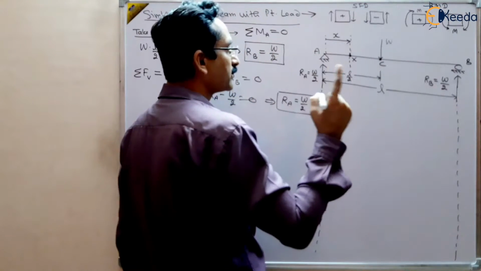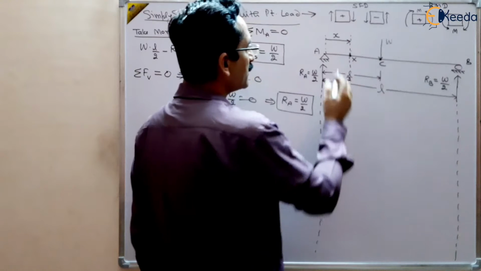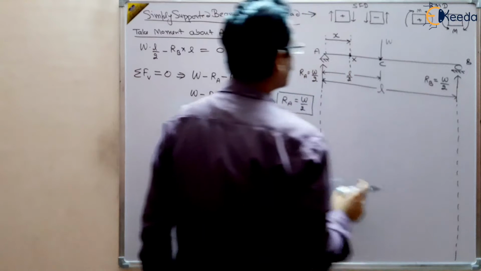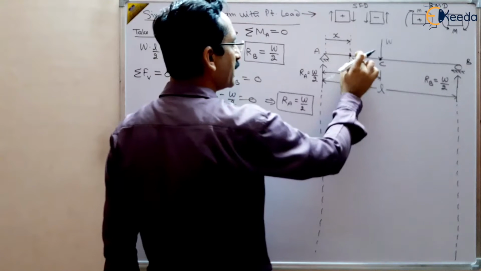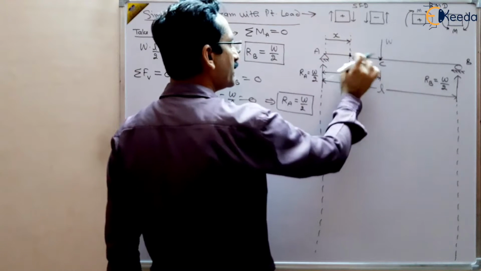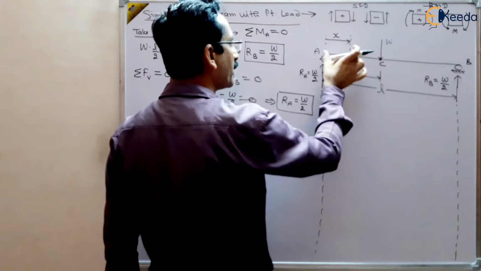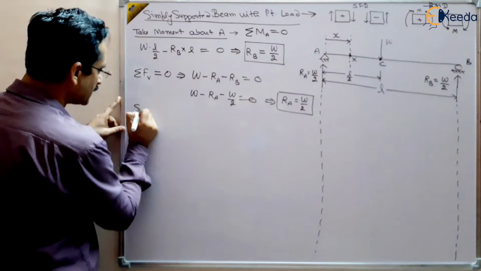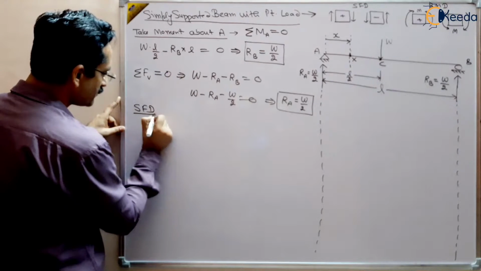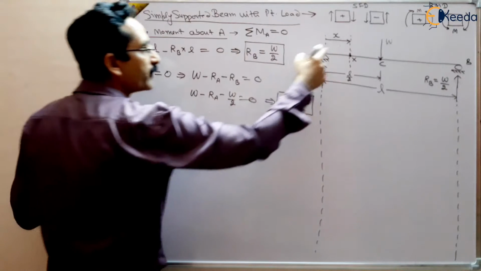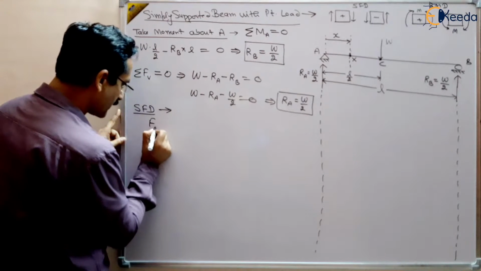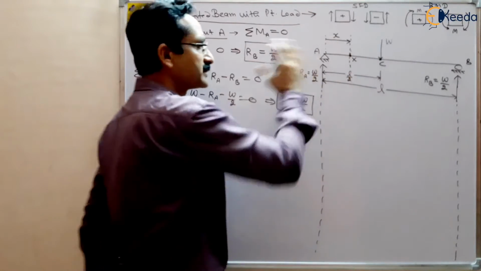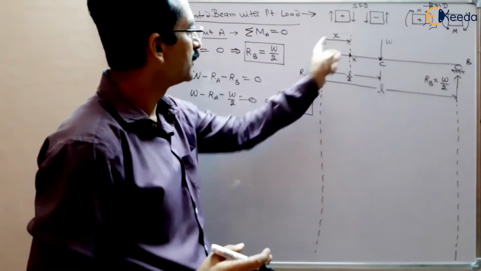So we have to take two cross sections, one for A to C and another for C to B. So one we are taking at a distance x, right? And we have to find out the shear force at point x. So for making the shear force diagram, we can find out the force at x, and that will be equal to the algebraic sum of all the forces to the left of this section, because we are taking the section here from the left.